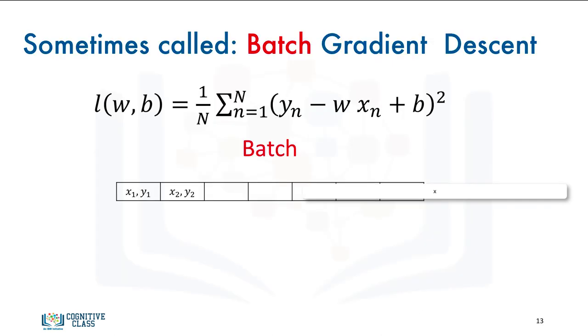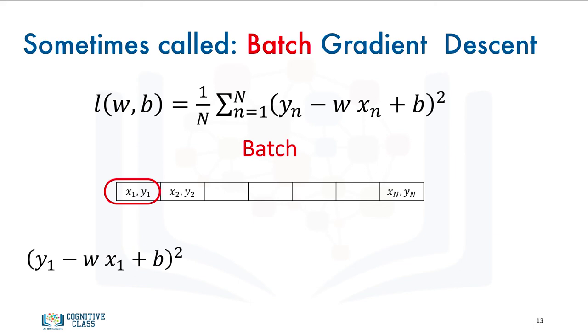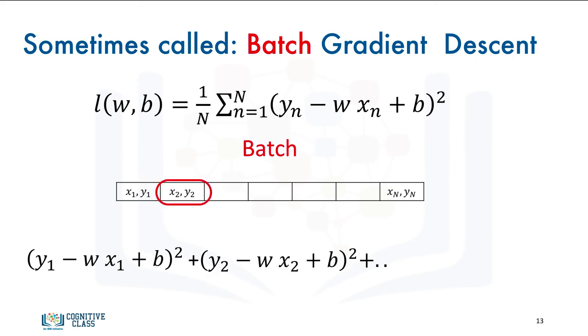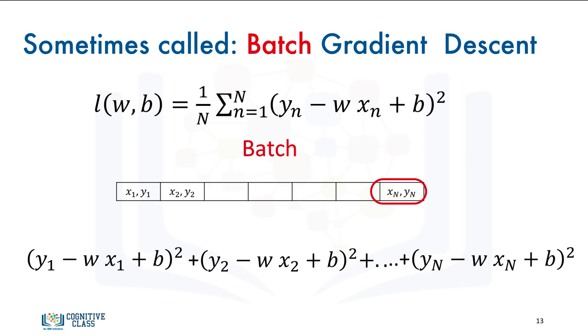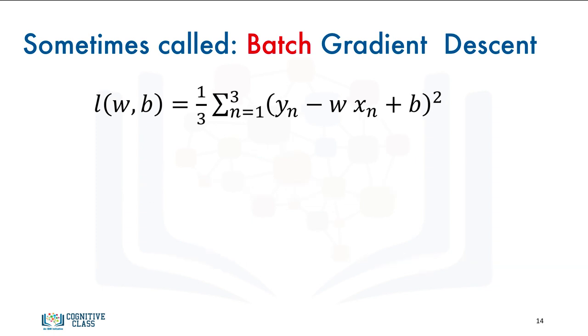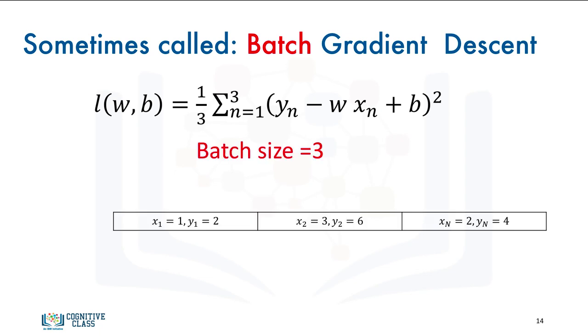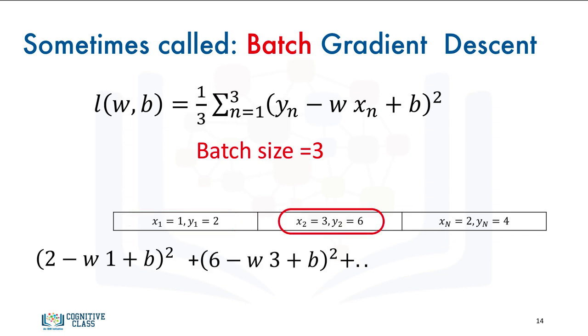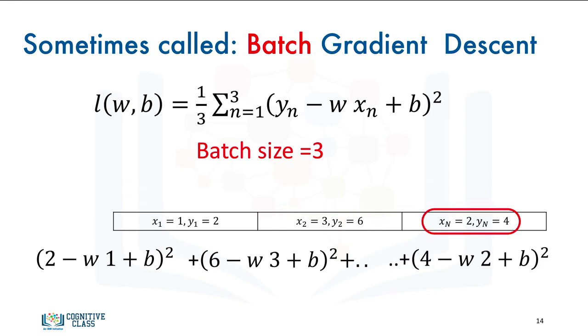All the training samples in a training set are called a batch. As a result, this method is called batch gradient descent. We take the first sample, second sample, to the nth sample. As an example, we have a training set with 3 samples. Here's our training set. In this case, our batch size is 3. Our first sample is as follows. Our second sample is as follows, and our third sample is as follows. As you can see, our cost function is a function of the actual parameters w and b.